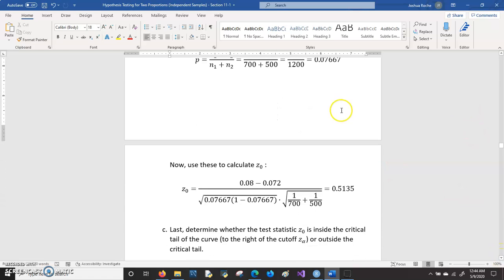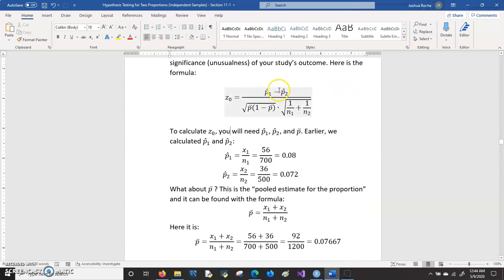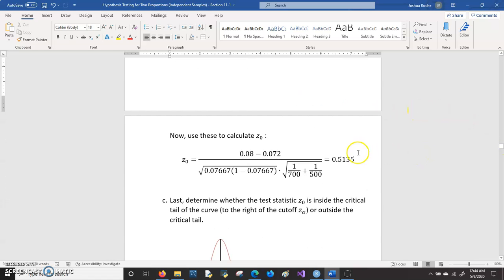So now that all of those values are found, we can put in all these numbers. This is the p hat 1 minus p hat 2. This was p bar times 1 minus the p bar times the square root of 1 over n1 plus 1 over n2. The original formula is up here. So I've just plugged in all those values into this original formula. And when you do, it all comes out to 0.5135.